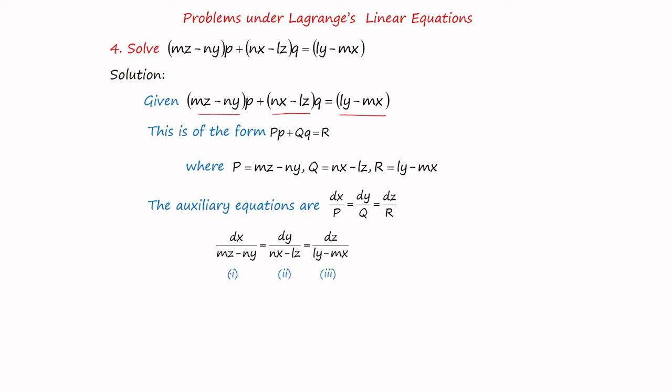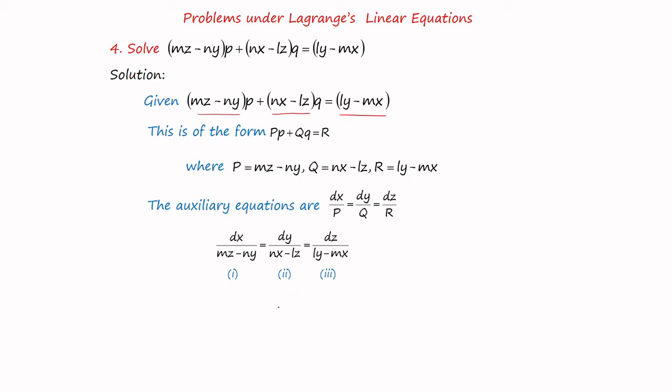Now, this is our first, second and third ratio. We have to number them. When grouping the first two, none of the terms get cancelled, isn't it? Here there is mz, and there is no mz here, and there is ny, and there is no ny here. In the second and third ratios also none of the terms get cancelled, and comparing the first and third also, none of the terms get cancelled. So the only possibility is to use multipliers to get two independent solutions.